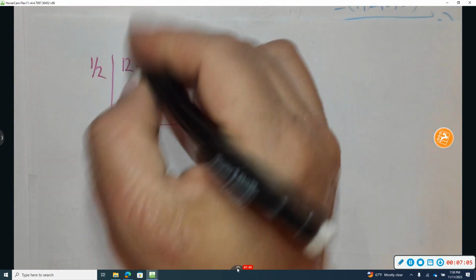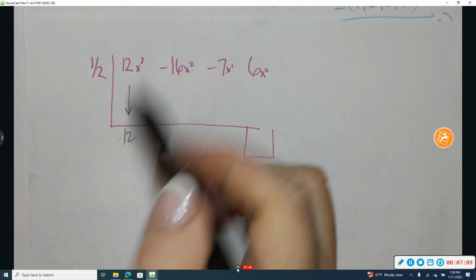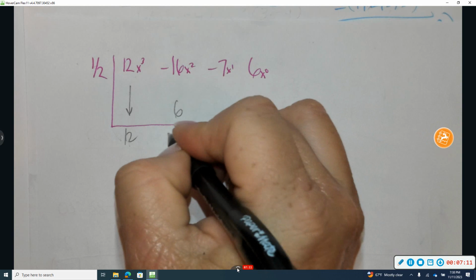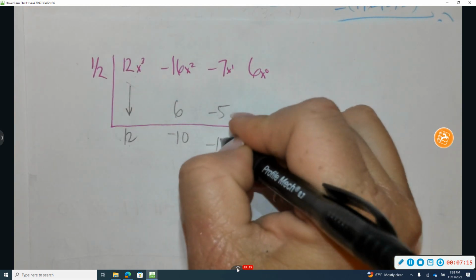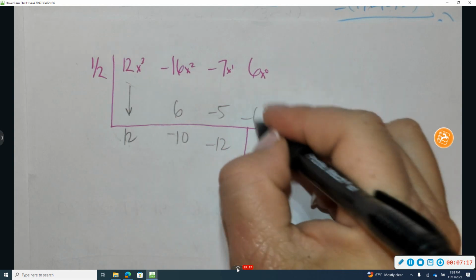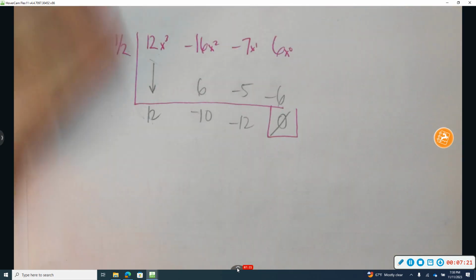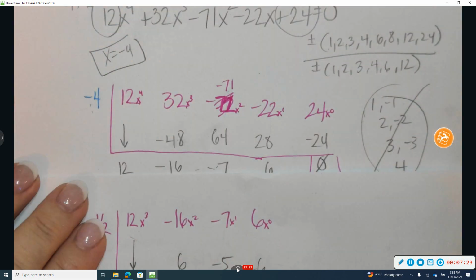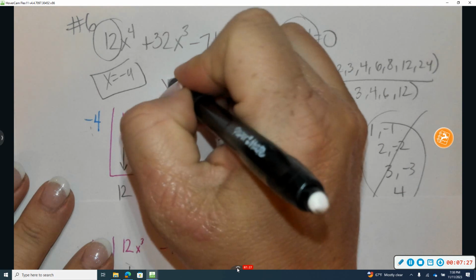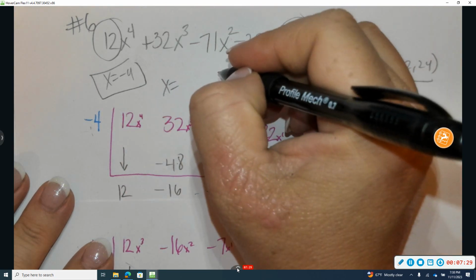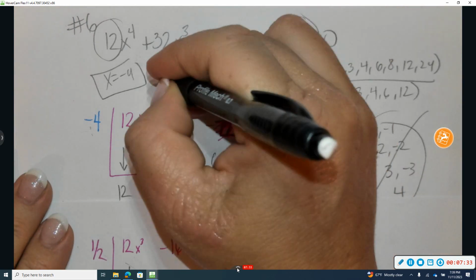Let's try 1/2. So I'm going to drop down the 12. And I multiply half of 12, or 12 divided by 2, is 6. I combine to get a negative 10. Half of negative 10 is negative 5. Combine to get negative 12, and half of negative 12 is negative 6. Ooh, lucky. So 1/2 also works. So I'm going to go up to the very top, and I'm going to identify another one of the 4 solutions that I'm trying to identify using synthetic division and factoring, using algebra, not a calculator, is positive 1/2.